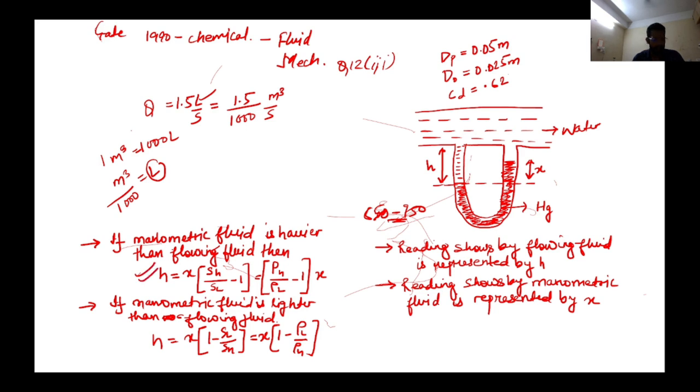Now what is the question saying? What will be the reading on the mercury under water manometer? So the question is asking for x. We have to find x. So with this formula we have to find x, but for that we have to find h.